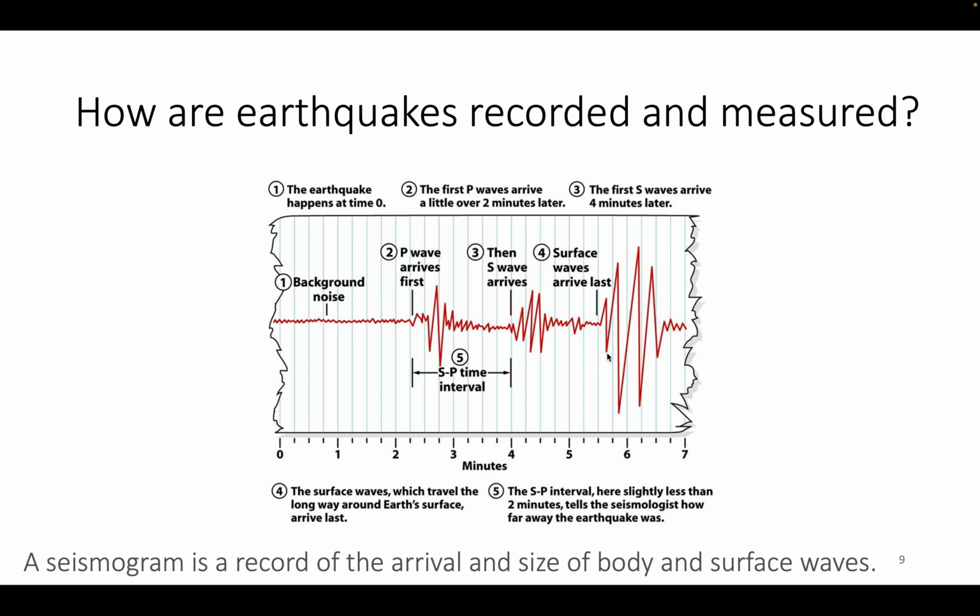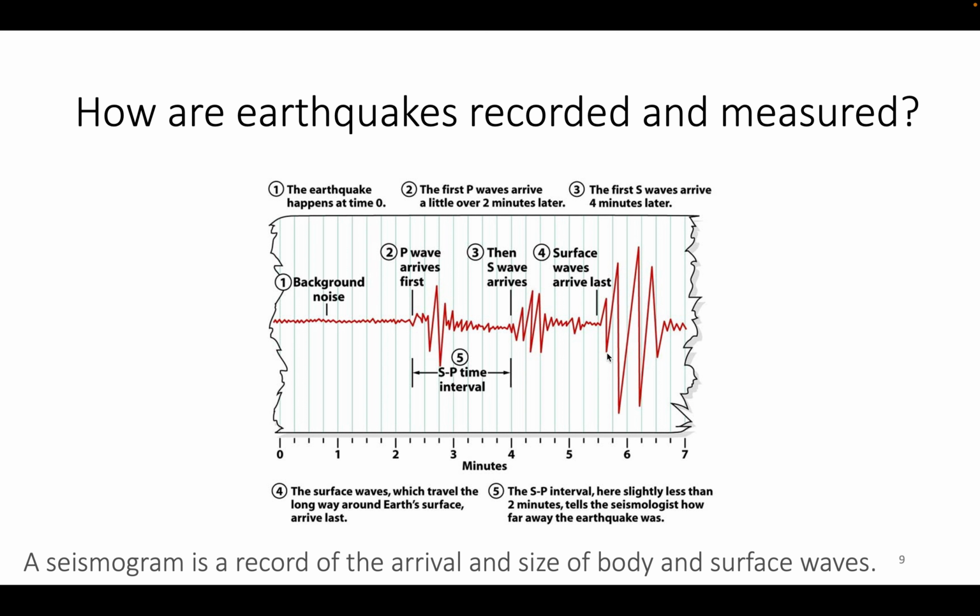How are earthquakes recorded and measured? Earthquakes are recorded by instruments called seismographs. The recording they make is called a seismogram. The seismogram records the arrival and size of body waves and surface waves. When an earthquake occurs, the first wave recorded on a seismogram is a P wave, as shown here. The next is an S wave, followed by the surface waves. And remember, the surface waves are the ones that cause the most damage.